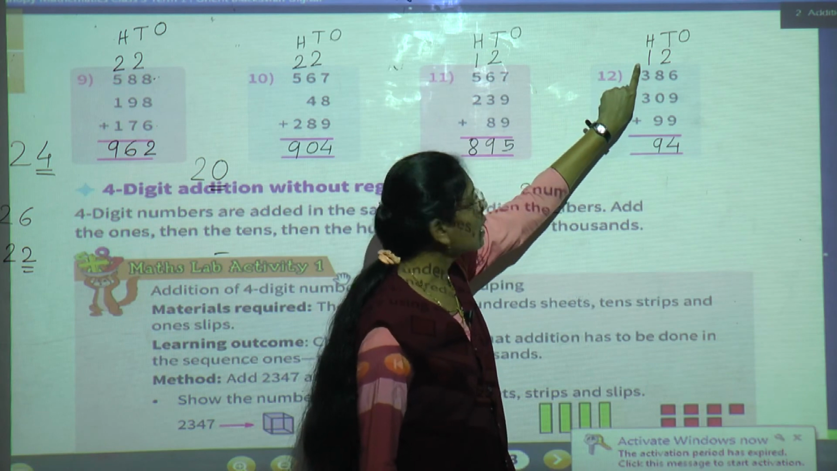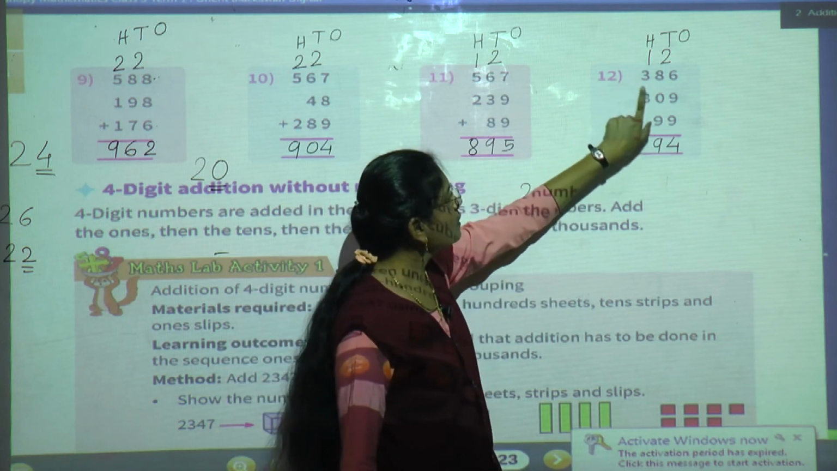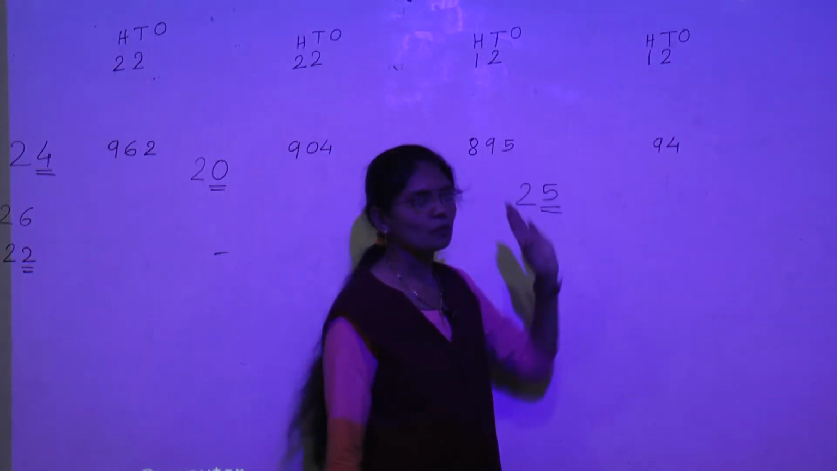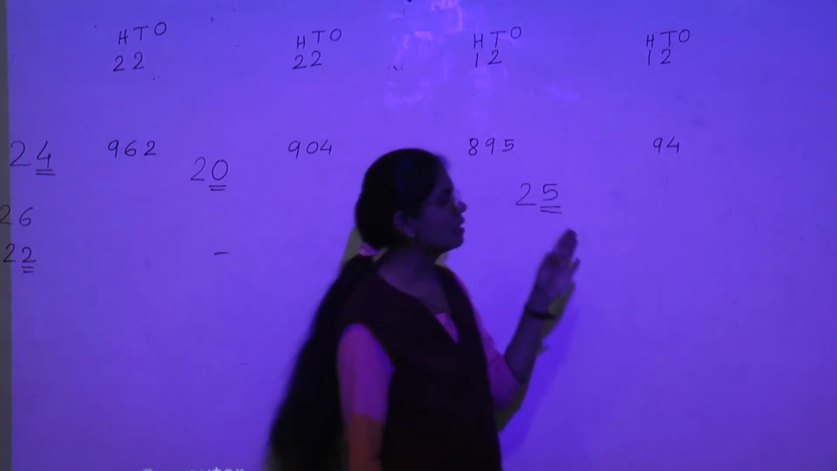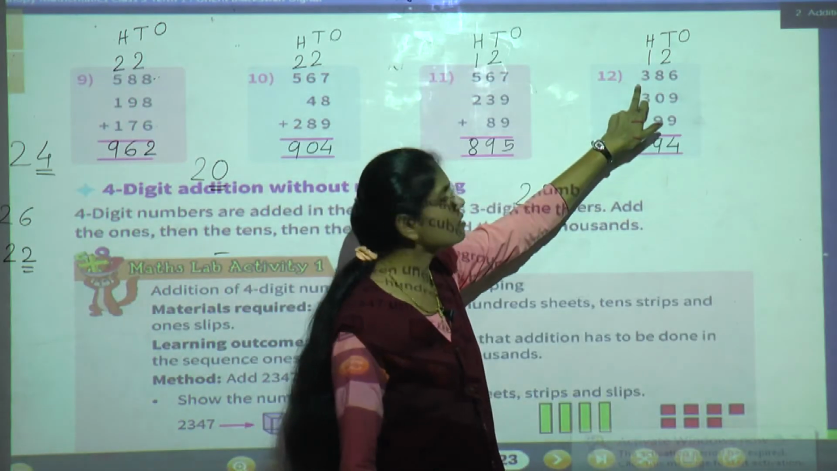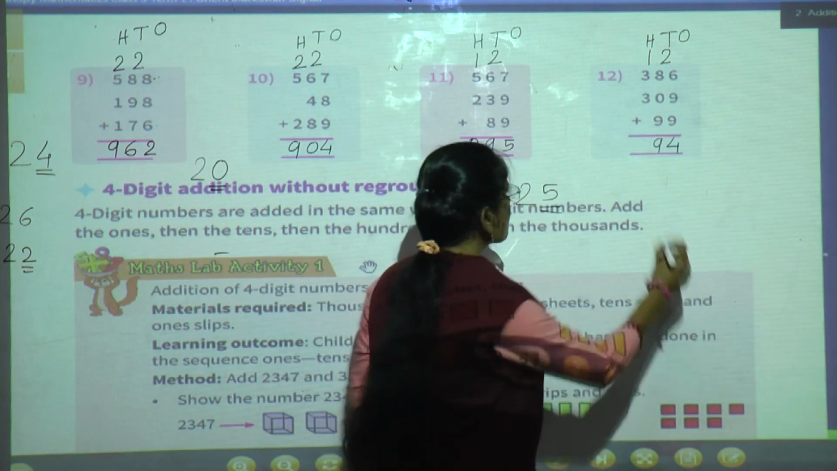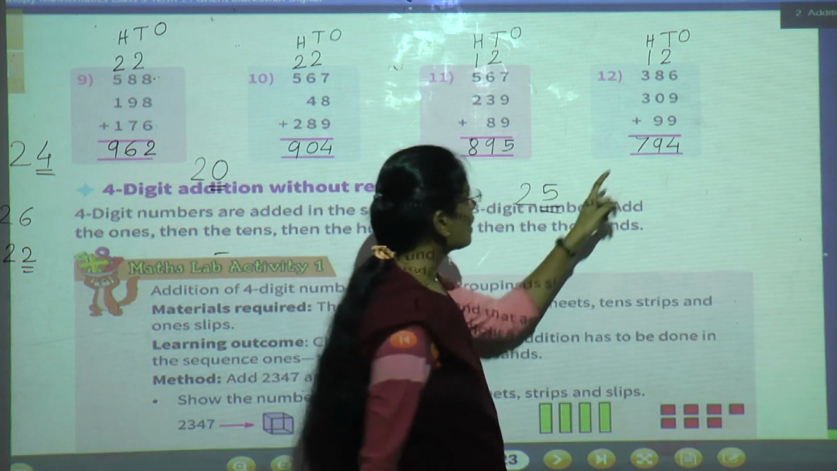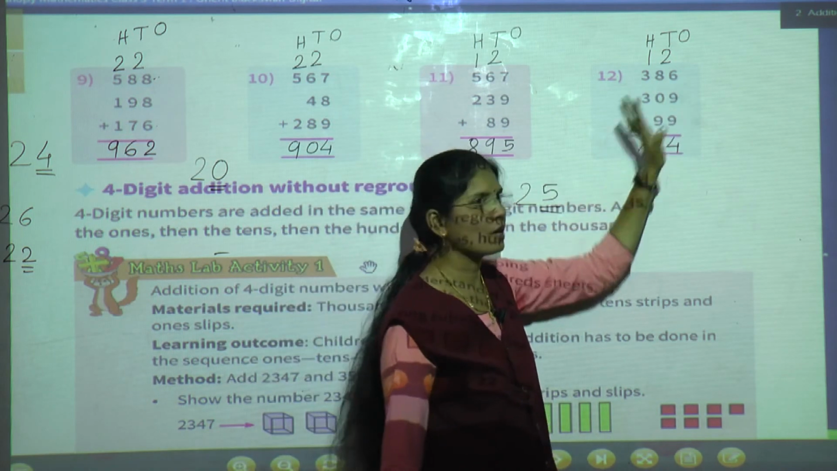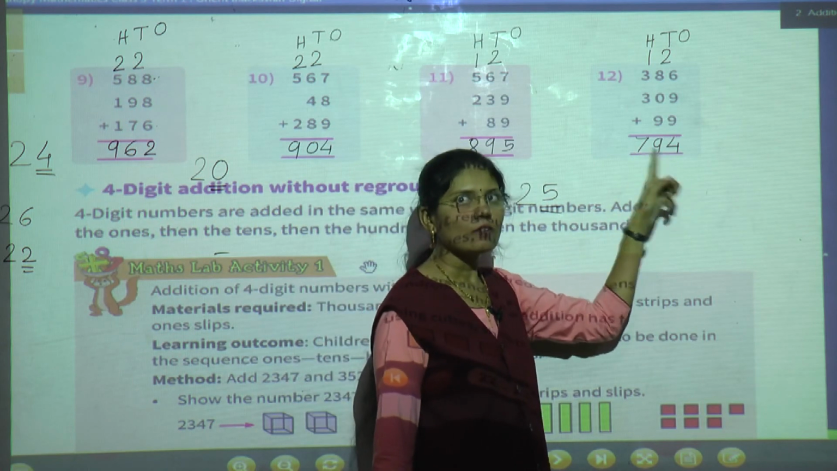hundreds place. Now see the 100 place numbers. At 100 place 1, 3 and 3. These 3 numbers are there. So we have to add these 3 numbers. 1 plus 3, do the addition. It is very simple addition. 1 plus 3, 4. 4 plus 3, 7. So what is the answer? The answer is 700, 9 tens, 4 ones, means the answer is 794.